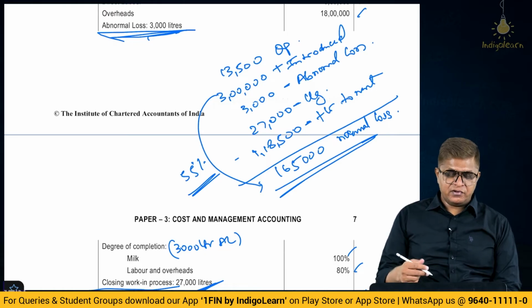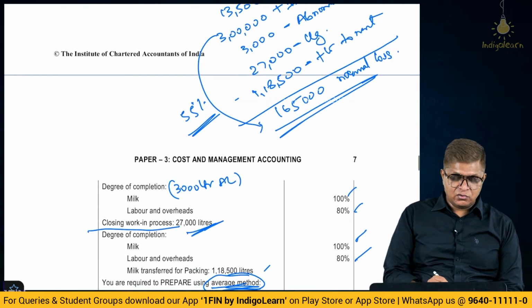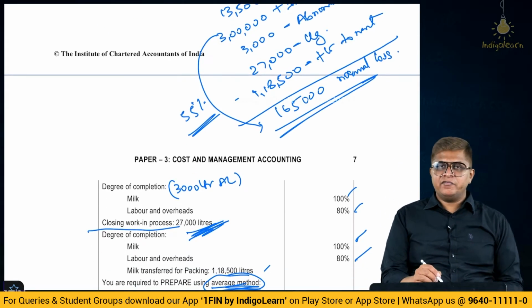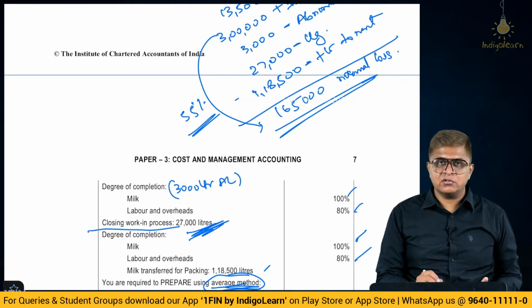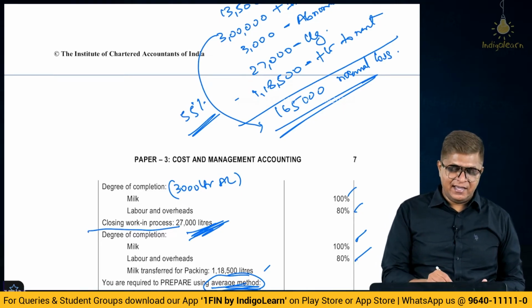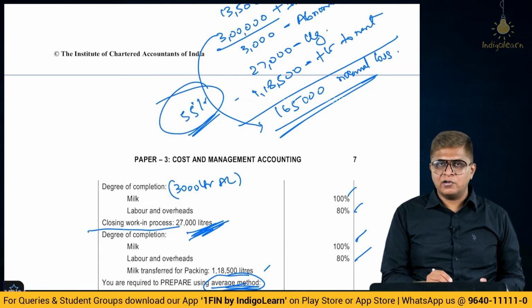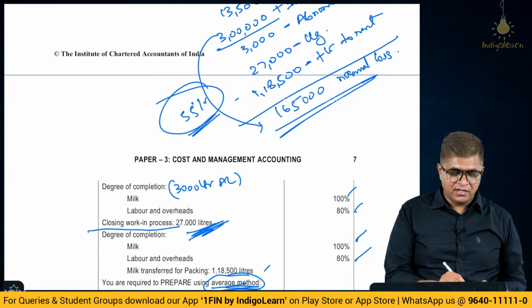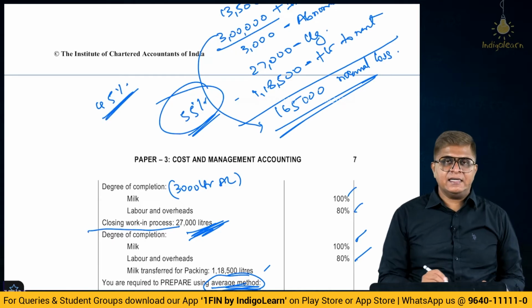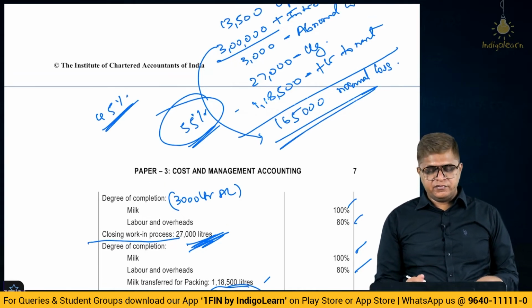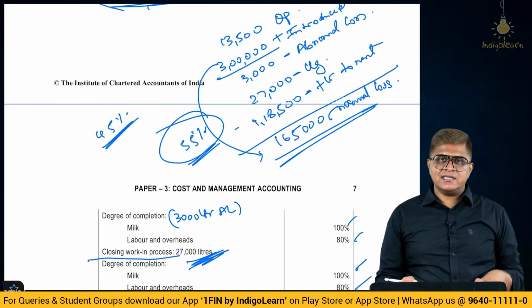When I was doing it for the first time, I missed taking the closing work in progress in the rough math that we were doing. So if we include that also, this is reconciling. 3 lakhs is the material introduced, 55% of that is the normal loss. Why? Because they are saying we are going to get only 45% yield. So that is exactly tallying with the 1,65,000.